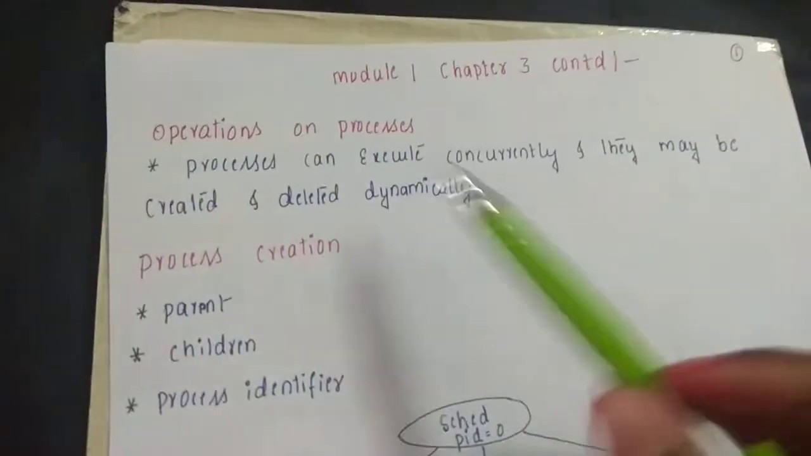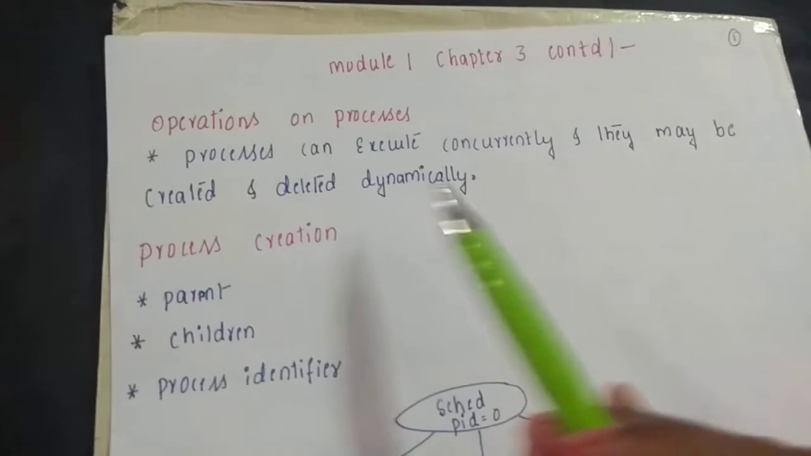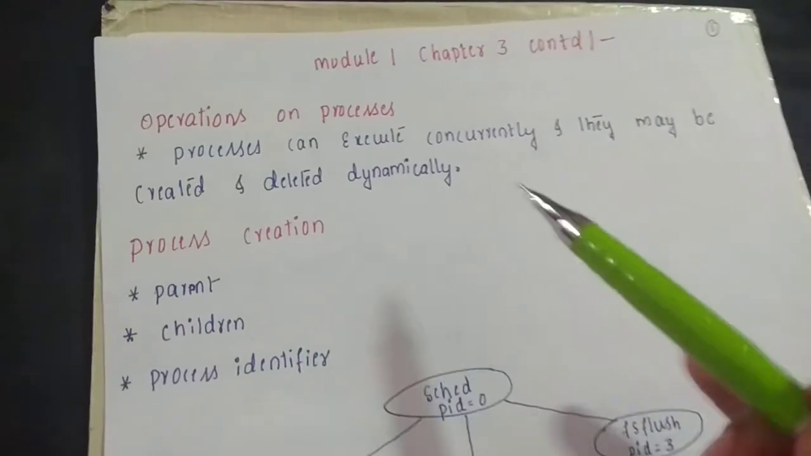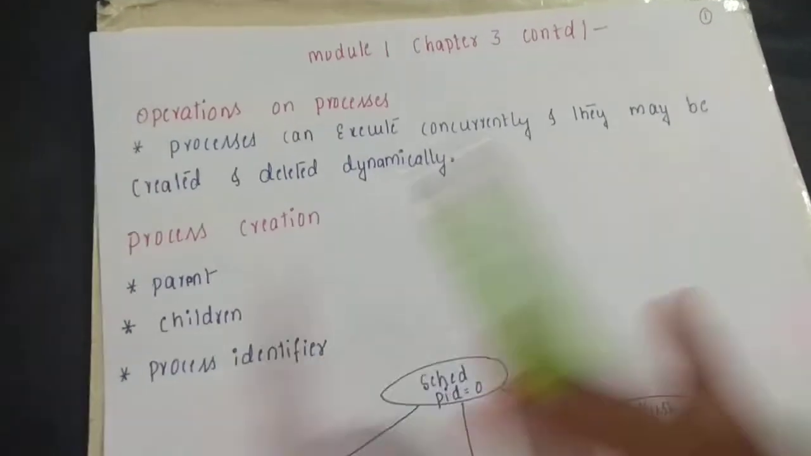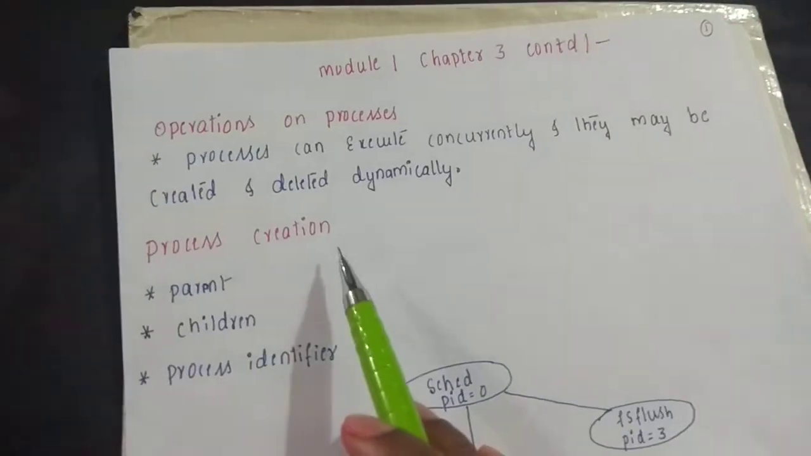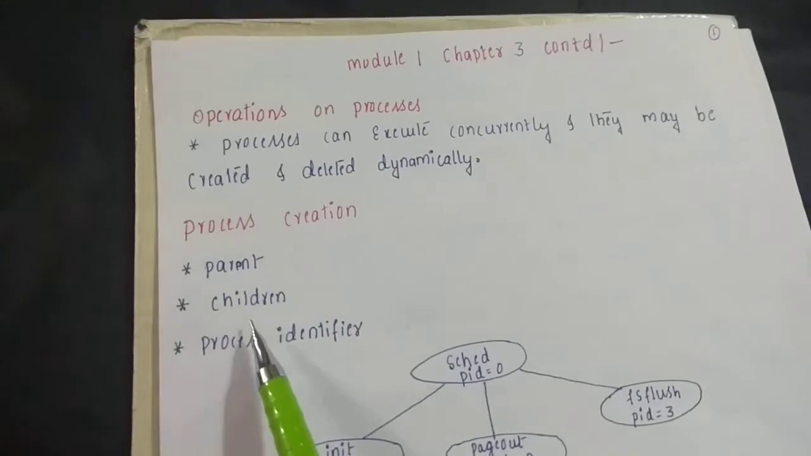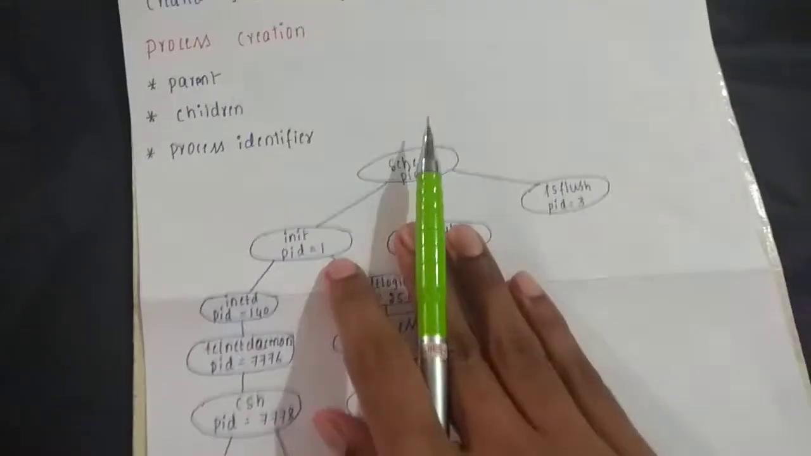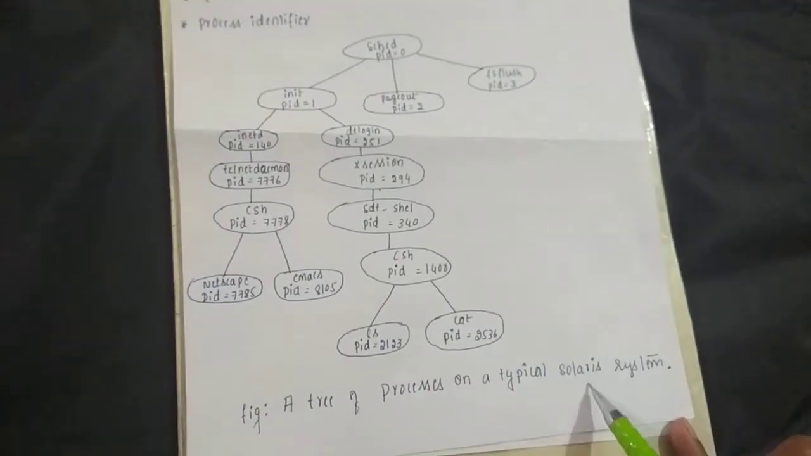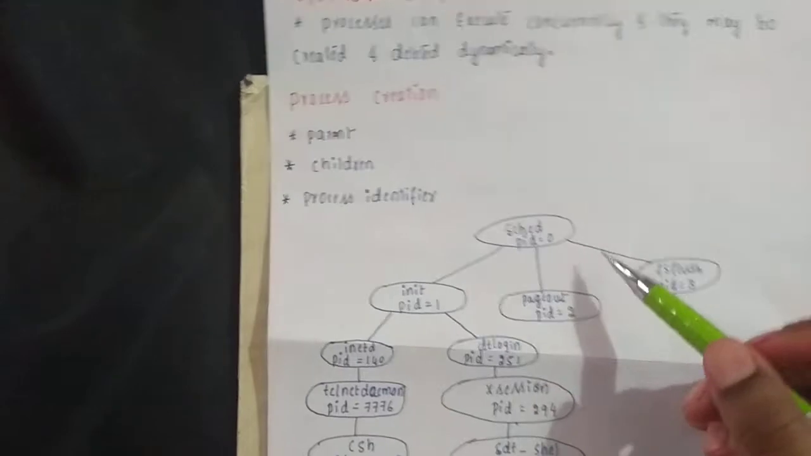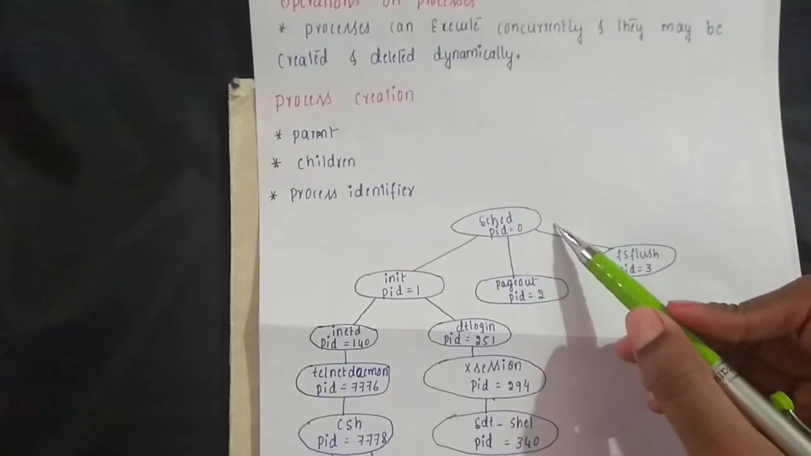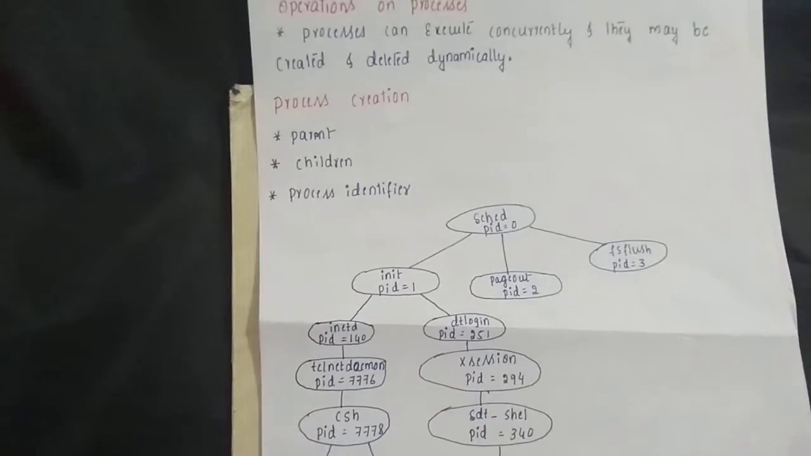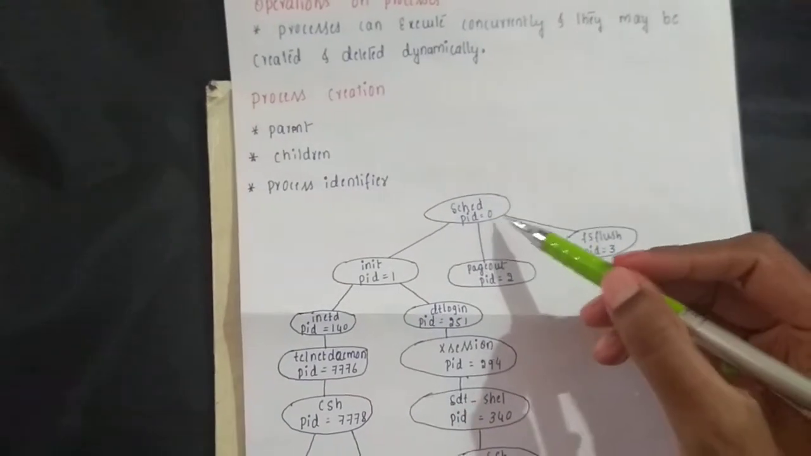I'll explain it. I told you that operations on a process can be executed dynamically; processes can be created and deleted dynamically. The very first one is process creation. In process creation, parent process, child process, and process identifier are the keywords you need to remember. He has given a diagram of the Solaris operating system. In this hierarchy, you can observe the very first process is the sched process, the initial process with PID 0.